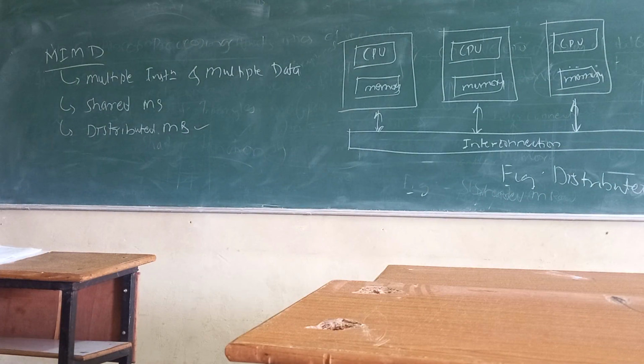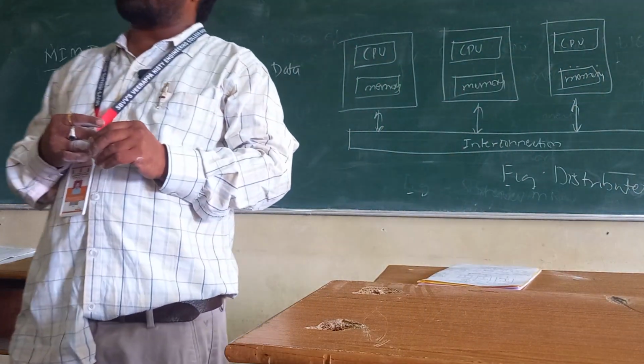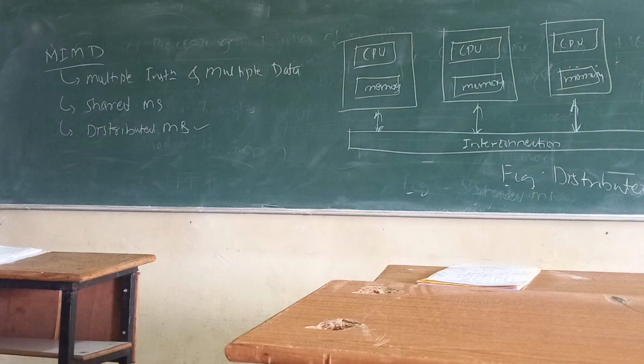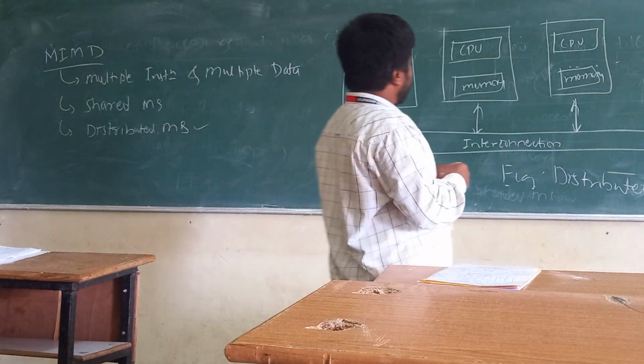In a distributed memory system, each processor is always paired with its own private memory. The processors always communicate over the communication network. If you want to communicate from one CPU to another CPU, it will be through the interconnection only. If you want to send any data from one system to another system, I need to explicitly send some commands.